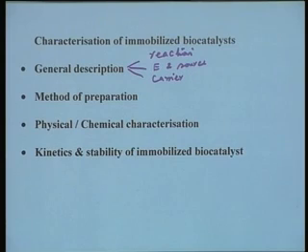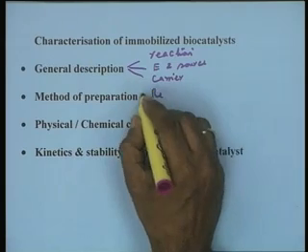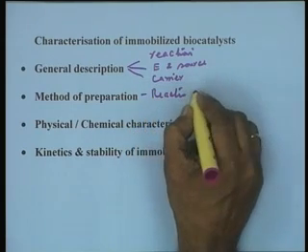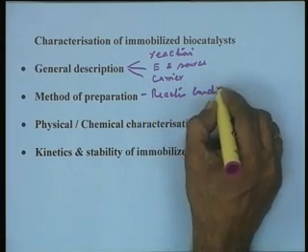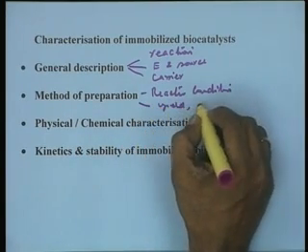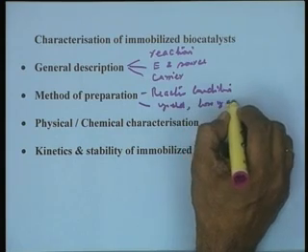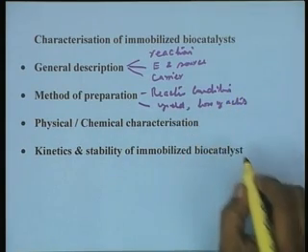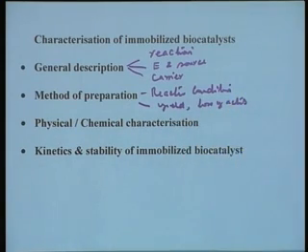Then the second step is your method of immobilization. That means how do you prepare it, what are the reaction conditions, and particularly more important is your yield, loss of activity and the activity left in the supernatant. So, all that information must be provided in the methods of preparation.